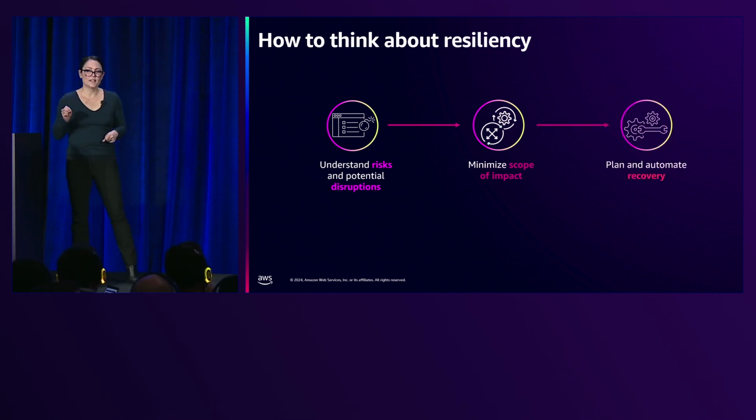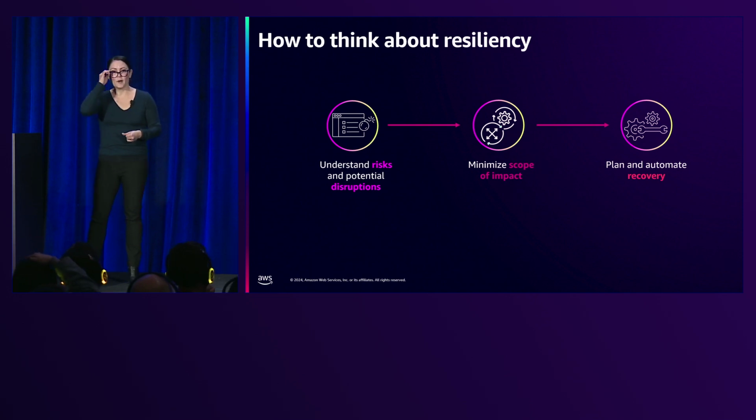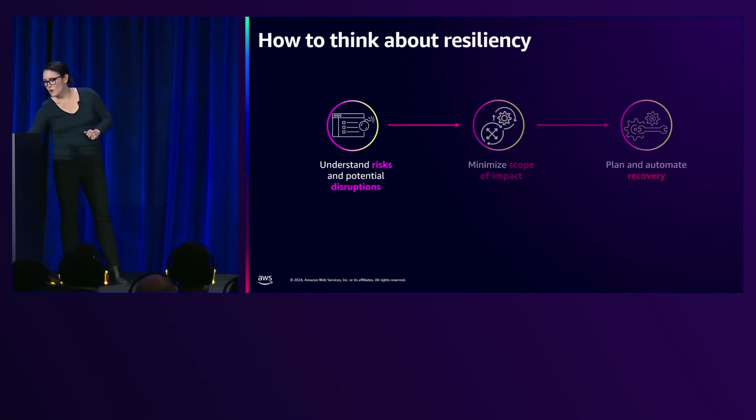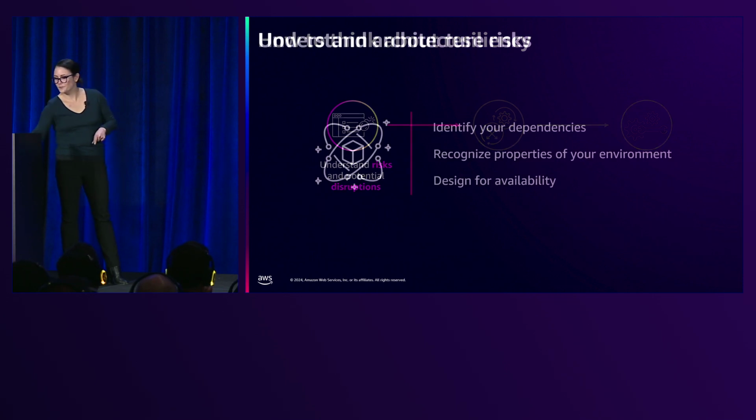So lastly, you have to think through recovery. As you've identified your risks and looked at all of your dependencies, you figure out how quickly you can recover from one of these disruptions, and ideally automate that recovery. Heather's going to talk about this in a lot more detail, but I wanted to provide that upfront framework. So, jumping into the first bucket: understanding risks and potential disruptions.